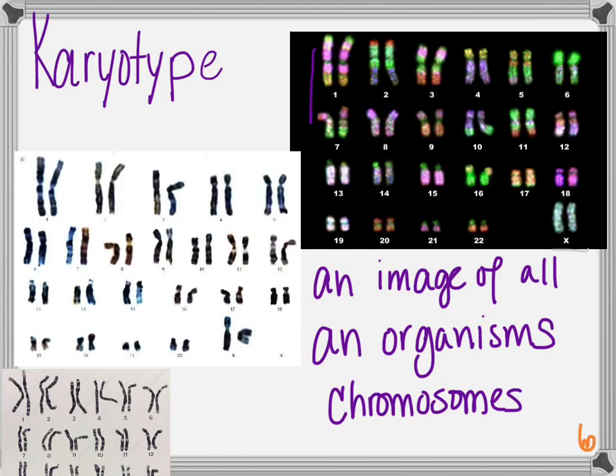Pretty cool, huh? Okay, so the word karyotype, we're going to use it to mean an image of all of an organism's chromosomes. Technically, a karyotype is actually all of the chromosomes that an organism has, and the picture is a karyogram, but we're going to use the word karyotype. This is word number 6, if you're keeping track.